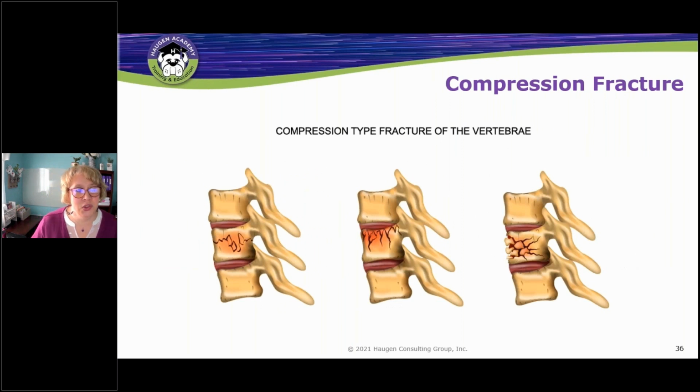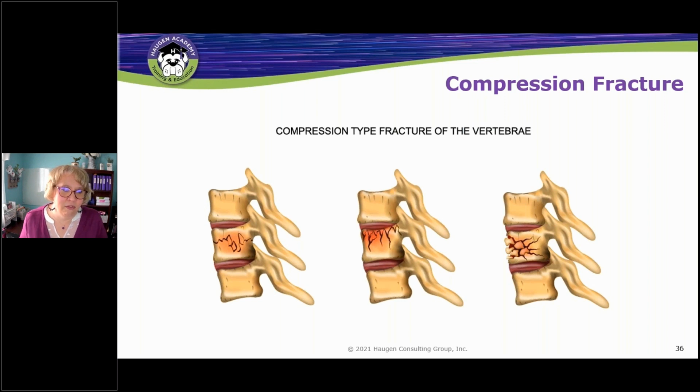Compression fractures. A compression fracture is a type of fracture that a lot of times is associated with osteoporosis, where you get that softened bone and then you start to develop these cracks within the vertebrae. As Deanna mentioned, the inside of the vertebral bone is filled with that spongy bone. So if you get a cracking in the outer covering, then it starts to compress down. There are a couple of different procedures they do for this.